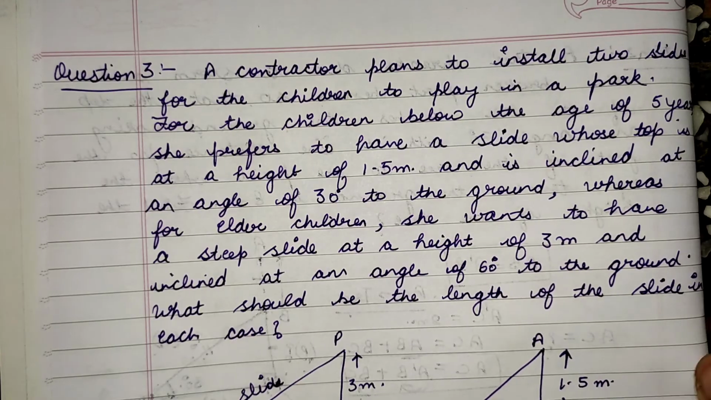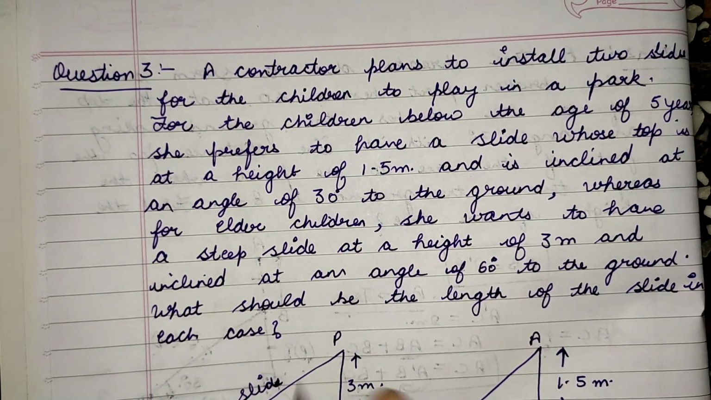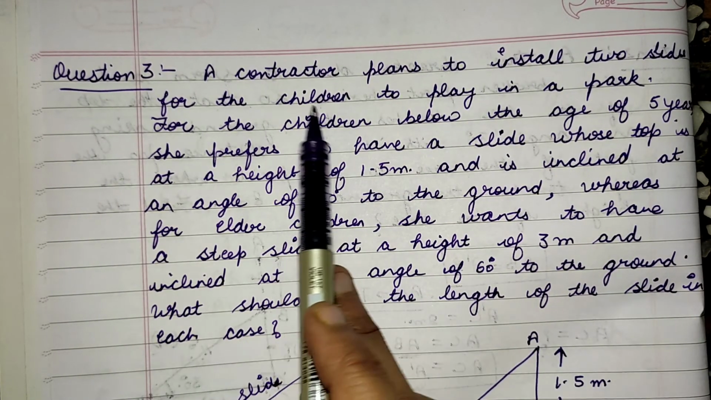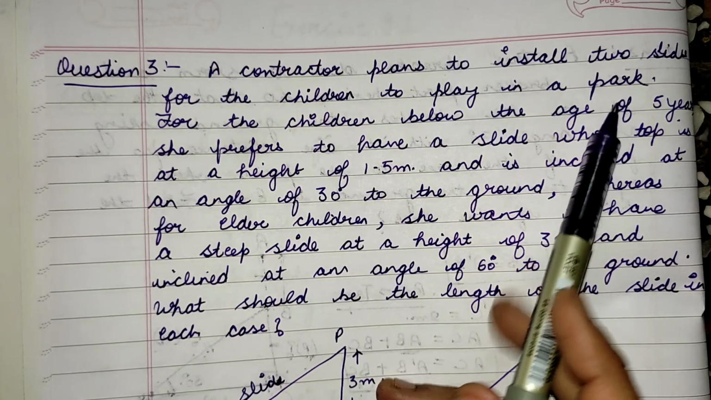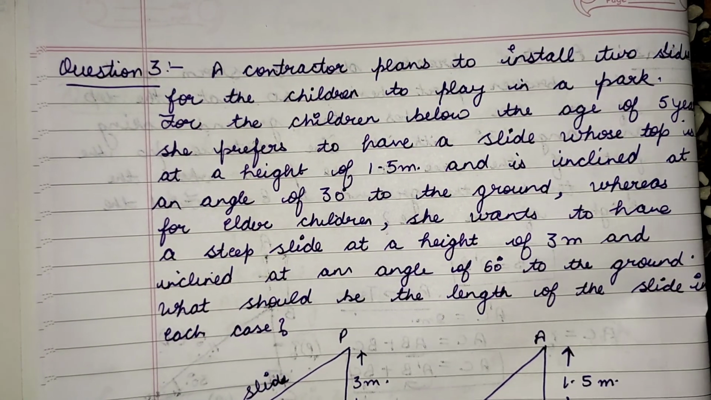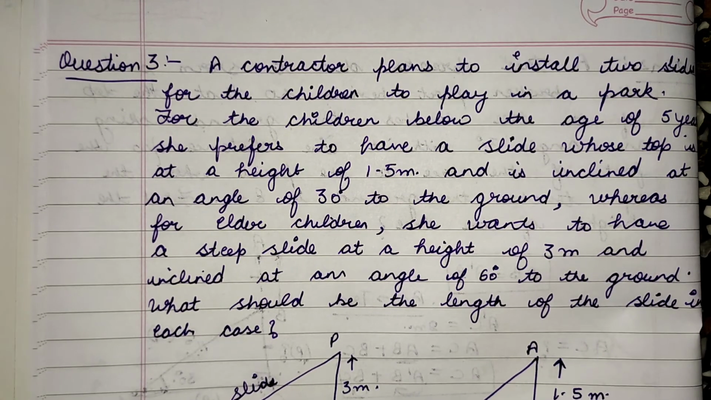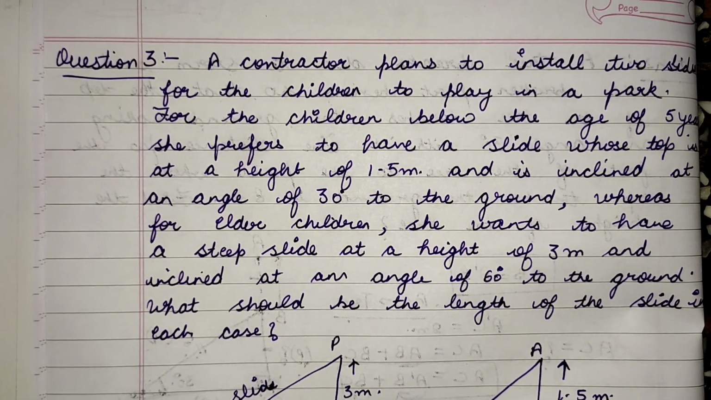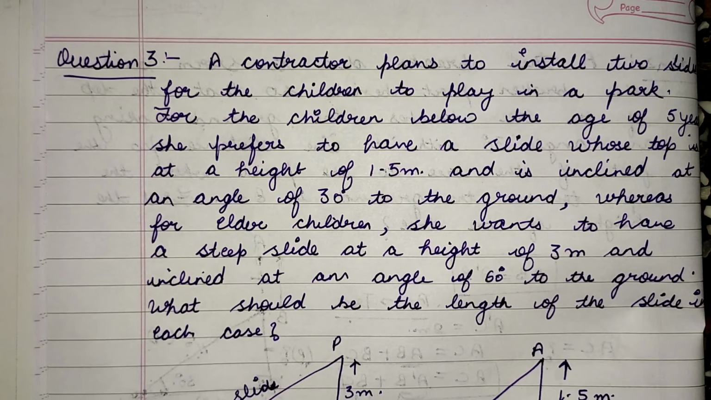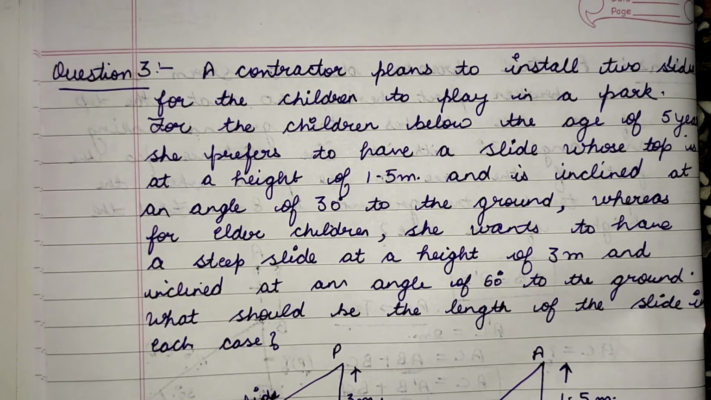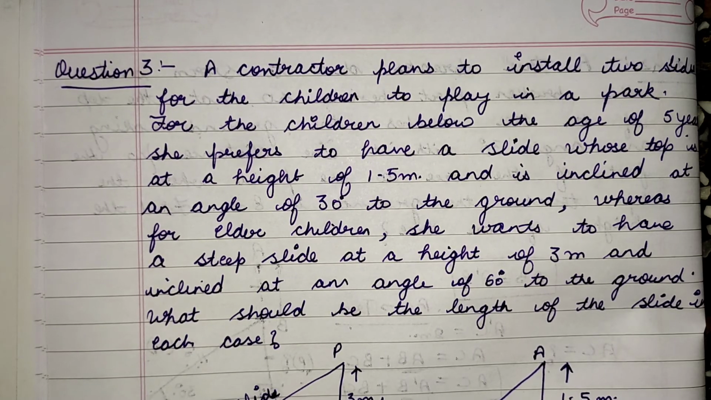Okay, moving to question number 3. Question number 3 says what? A contractor plans to install 2 slides for the children to play in a park. Let me tell you one more thing. Do not get scared with the bigger statement questions. Generally, the bigger statement questions are the easiest ones, because in that they will explain each and everything, right?